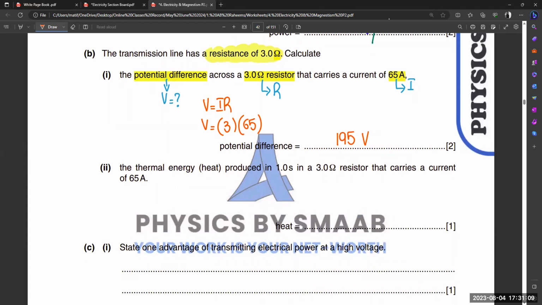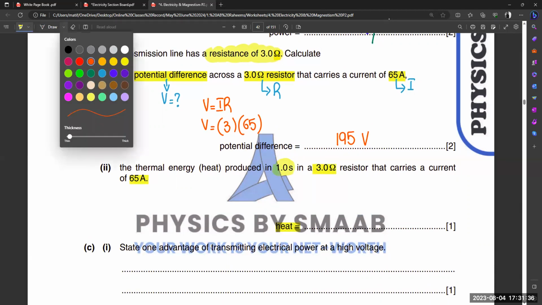Okay, next part of this question: the thermal energy produced in 1 second. So time is mentioned over here, 1 second. And again, the resistor remains the same, 3 ohms, that carries a current of 65 ampere. Again, the value of current remains the same. So you need to find the thermal heat or thermal energy that is produced in 1 second when passing a current of 65 ampere through a 3 ohm resistor.